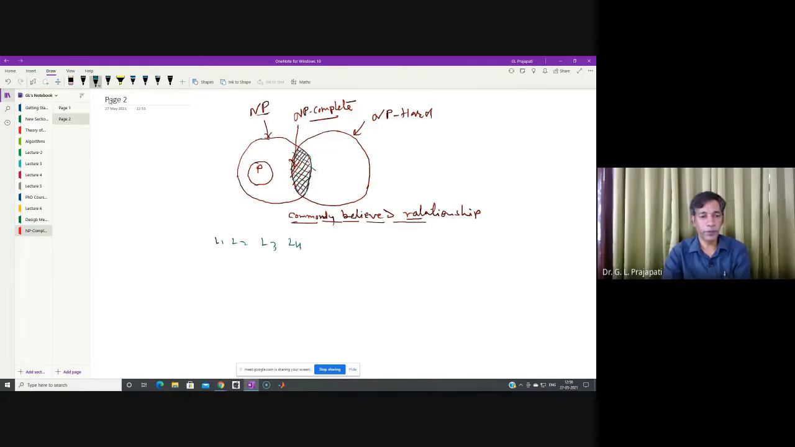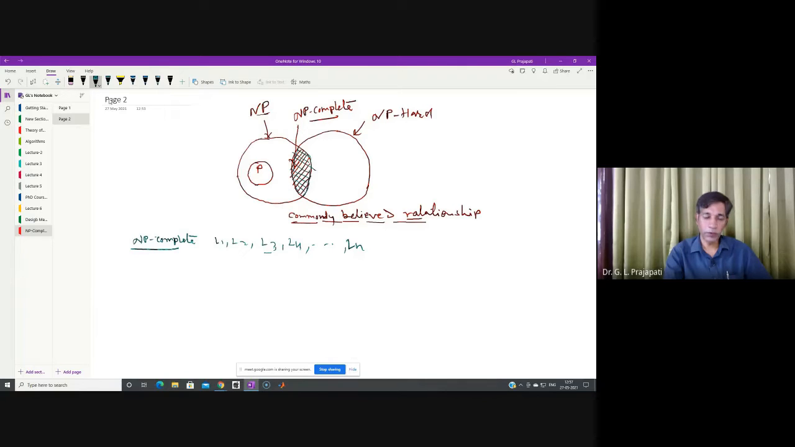If these are NP-complete problems, and you may have Ln, then we have a relationship on these problems. What relationship is there? We can solve L1 with the help of the algorithm available for L3, or we can solve L3 with the help of the algorithm available for L1.